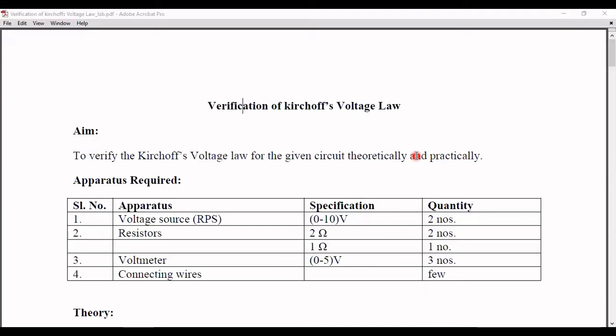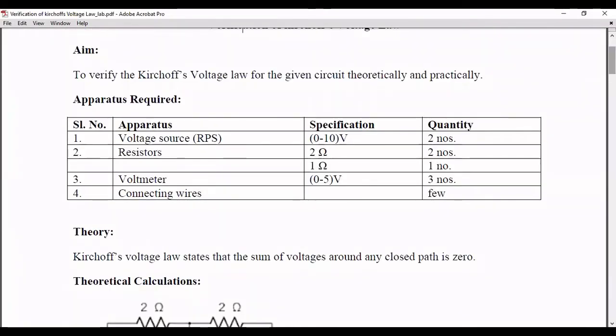In this video, we are going to see the second experiment, verification of Kirchhoff's voltage law. The objective of this experiment is to verify Kirchhoff's voltage law for the given circuit diagram theoretically as well as practically using virtual lab. So before entering the values in the apparatus record, first let us determine the values of voltages.